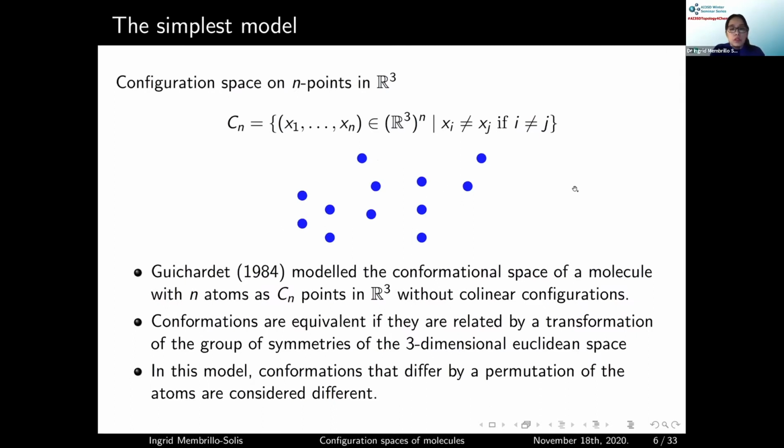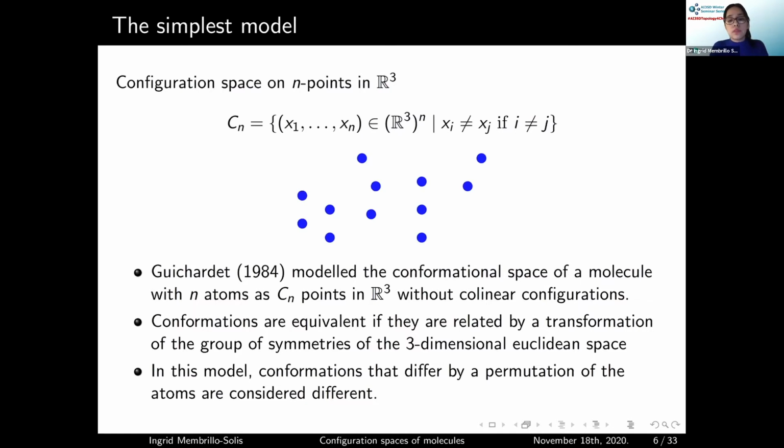The only restriction that he imposed in this construction was that he didn't allow any collinear configuration. That means that the endpoints cannot all be collinear at the same time. Also, he considered conformations equivalent if they were related by a translation, a rotation, or a combination of translations and rotations.